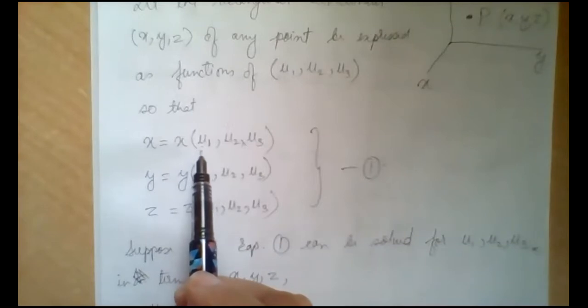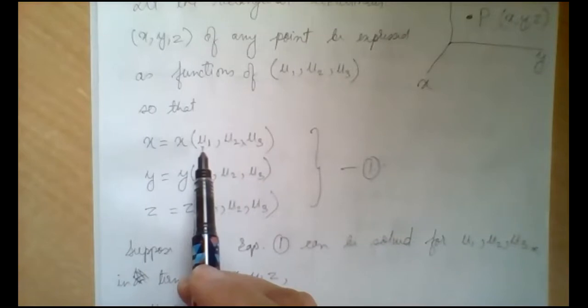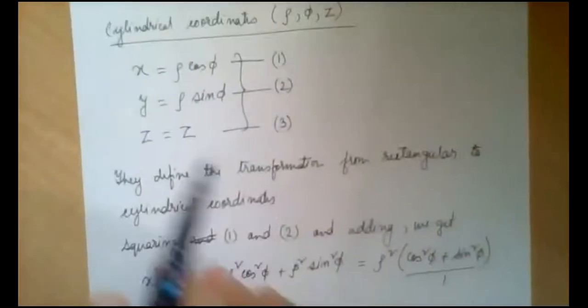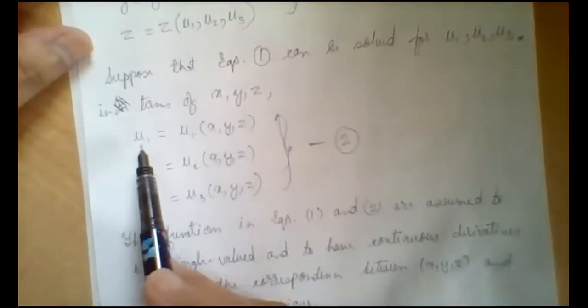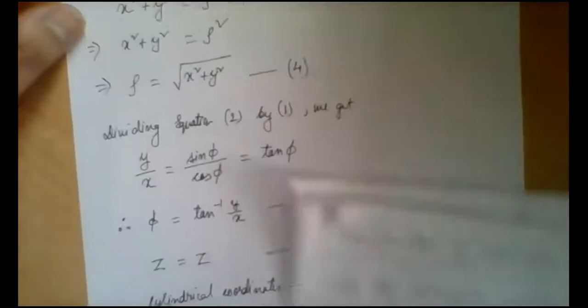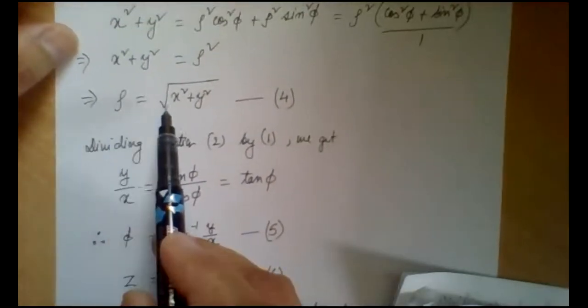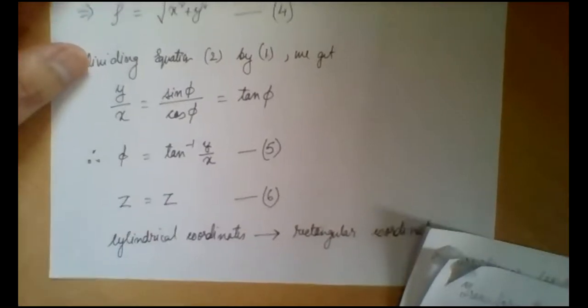Say x, y, z can be expressed as functions of u1, u2, u3. In cylindrical coordinates, this becomes rho, phi, and z. We have written x, y, z as functions of rho, phi, and z. And we can invert those: u1, u2, u3 as functions of x, y, z. Here we have written rho as a function of x and y, phi as a function of y and x, z as a function of z.